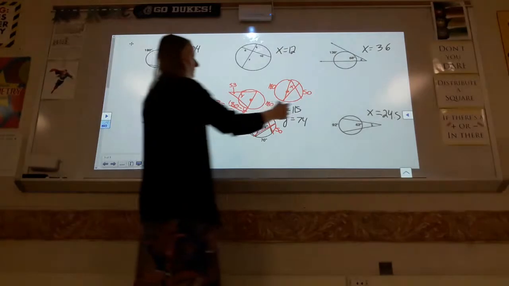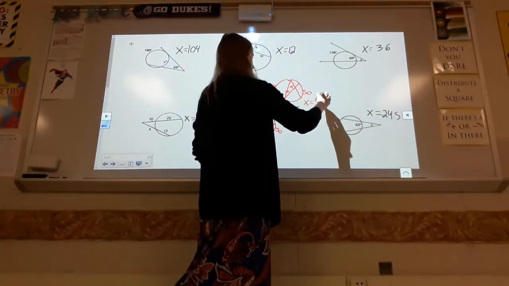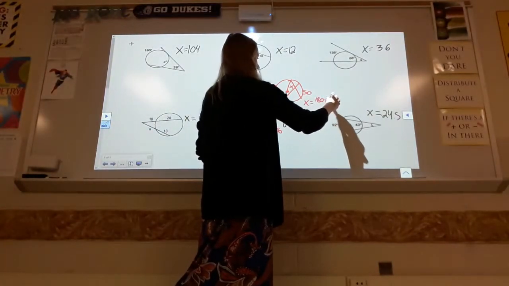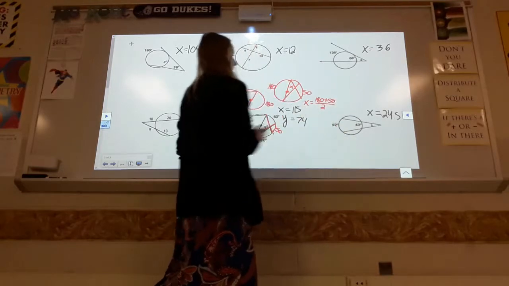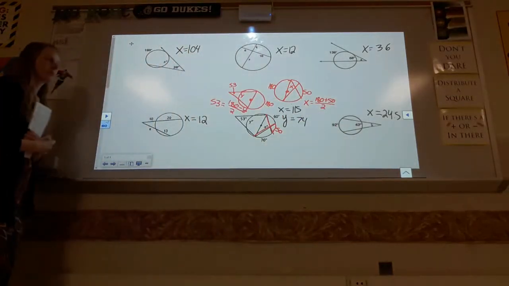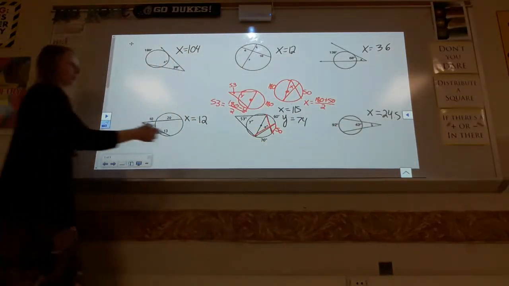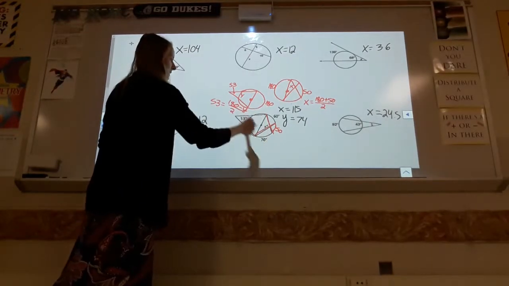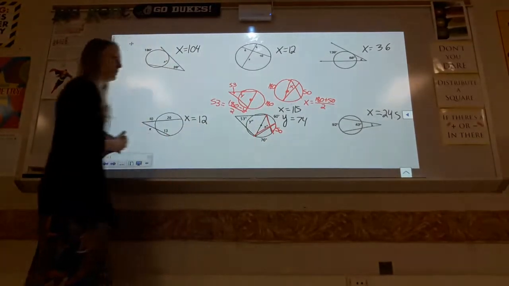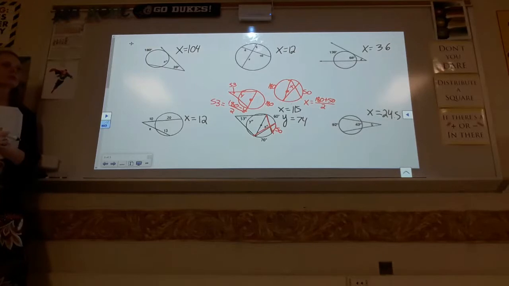So to find X, you would do the angle is equal to 180 plus 50 divided by 2. Because the diameter is key to both this angle and then the arc that you would use with that angle, you would use 180 both times.